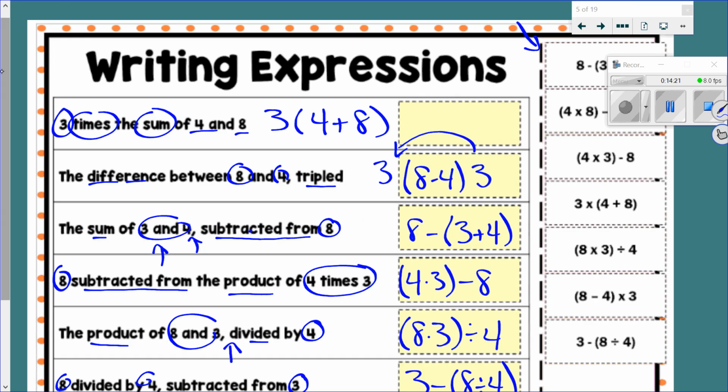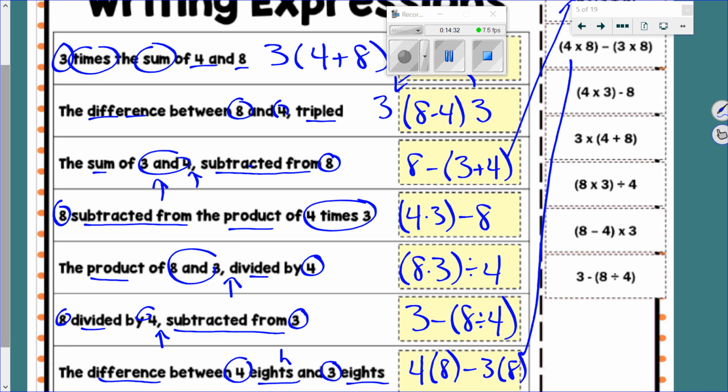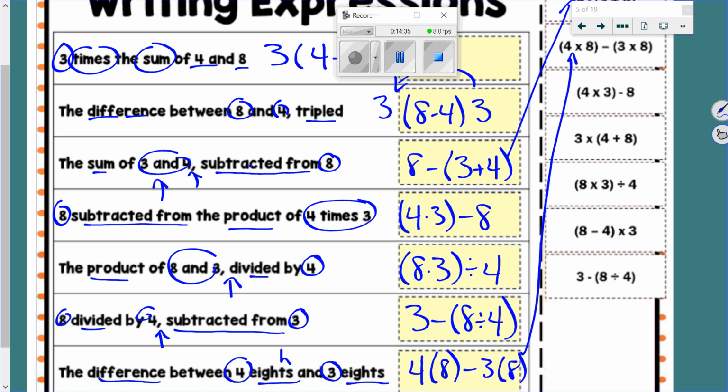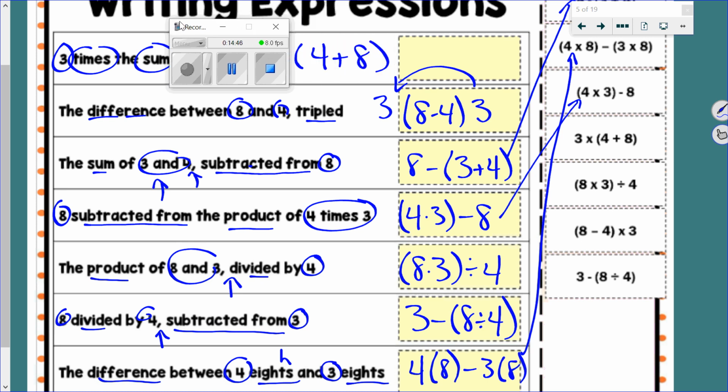Whoops, let's try it again. Oh, there we go. Okay, 8 minus the quantity 3 plus 4, we did that one. 4 times 8 minus 3 times 8, that was the one we just did. 4 times 3 minus 8. 4 times 3 minus 8, there's that one. 3 times the quantity 4 plus 8. Thinking that's the first one? Yeah. Yep, so that's this one. 8 times 3 divided by 4, good. 8 minus 4 times 3, that's this one. And 3 minus 8 divided by 4, good. So we matched them all up.